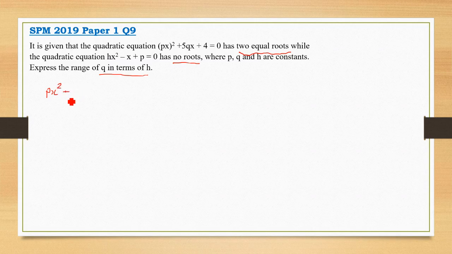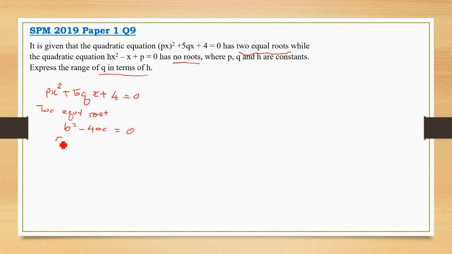Px squared minus 5qx plus 4 equals to 0. So when you say two equal roots, what you are looking at, the word equal says b squared minus 4ac equals to 0. Remember the term I've given you in the previous slide? Equal means b squared minus 4ac equals to 0. So what is your ABC? The coefficient in front of your x squared is called your a, in front of your x is your b, and the one without x is your c.